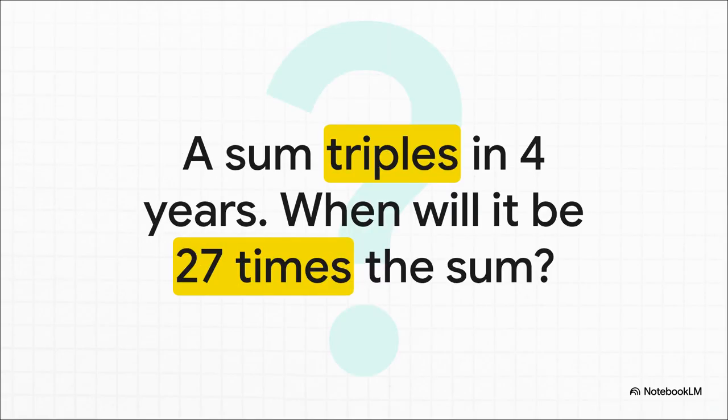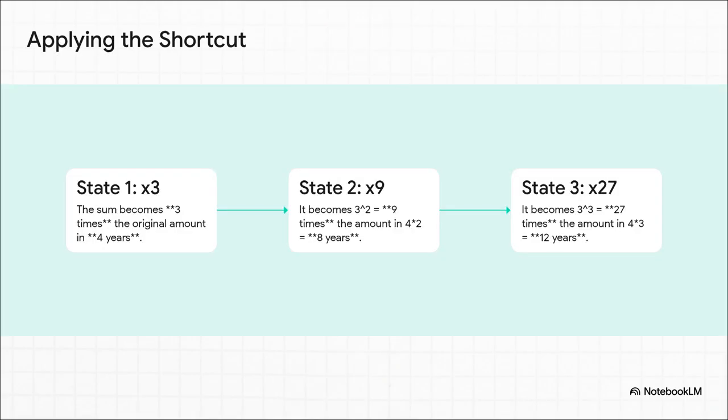Here is a perfect scenario for our shortcut. The money triples in 4 years. We want to know how long it takes to become 27 times itself. Now, the first thing your brain should spot is that 27 is just 3 to the power of 3. And you can see the pattern perfectly here.